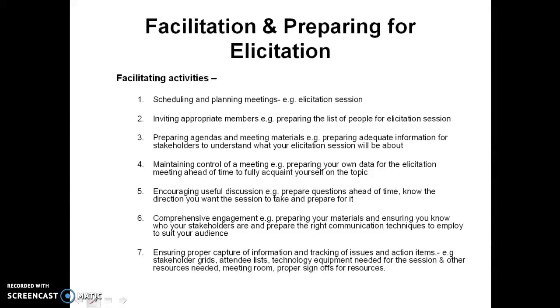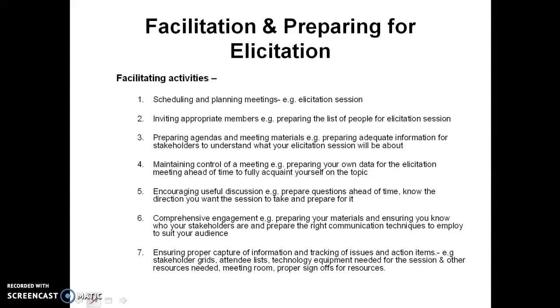4. Maintaining control of a meeting. Example, preparing your own data for the elicitation meeting ahead of time to fully acquaint yourself on the topic. 5. Encouraging useful discussion. Example, prepare questions ahead of time, know the direction you want the session to take, and prepare for it. 6. Comprehensive engagement.